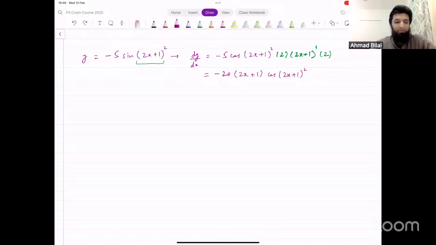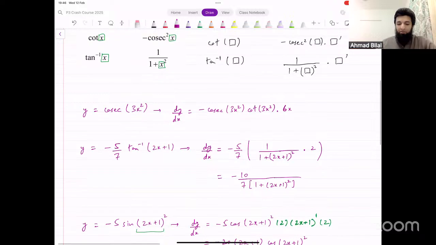Is that okay? Let's take another example. Let's say you have y equals ln of x raised to the power 5. What about this now? Derivative of this. What's this going to be?